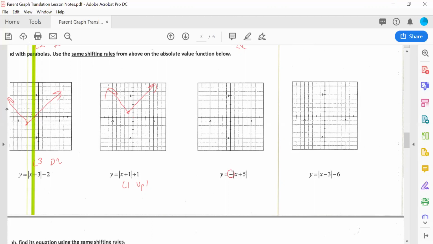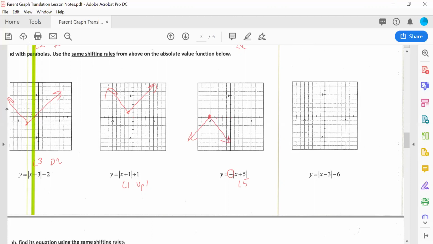This V is going to open downwards. It's a reflection. X plus 5 means to the left 5. Mr. Cody, does that negative in front change the shift? No, it doesn't. So I just go 1, 2, 3, 4, 5 to the left. And then the V opens downwards.